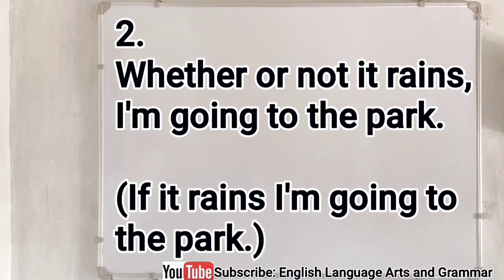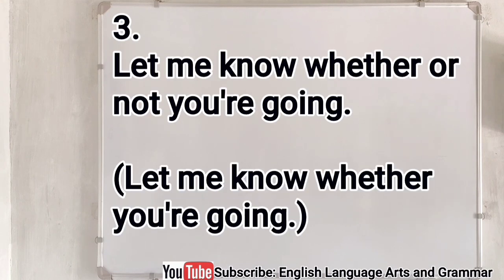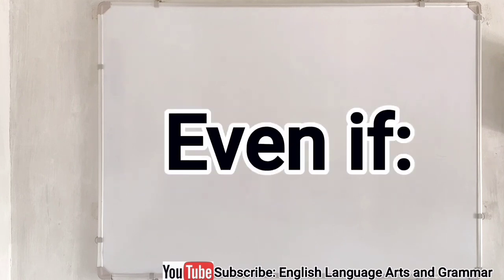Example 2. Whether or not it rains, I'm going to the park. Means, if it rains, I'm going to the park. If it doesn't rain, I'm going to the park too. Example 3. Let me know whether or not you're going. Means, let me know whether you're going or not. Let us now learn even if with its definition and some examples.